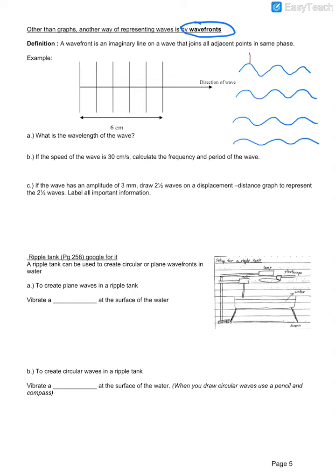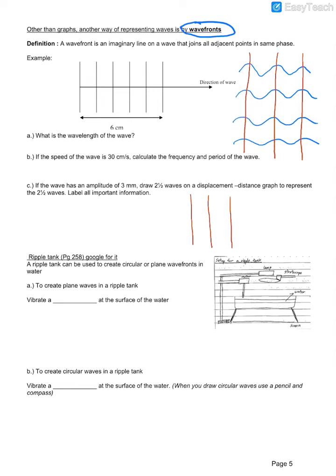So I draw a line connecting all the crests. I draw a line connecting all the crests. From the top view, I see 3 straight, parallel, equidistant lines. Like that. So when I draw like this, how many waves have I actually drawn?